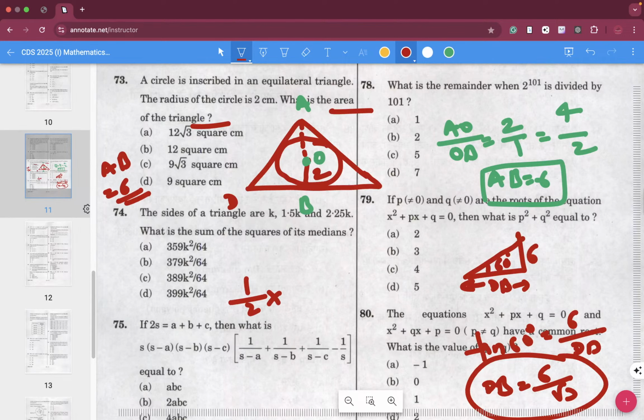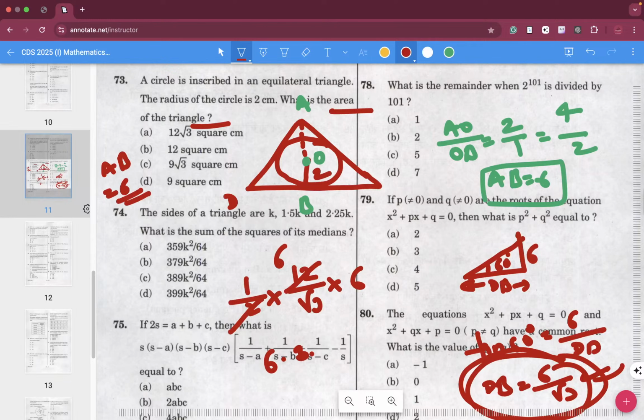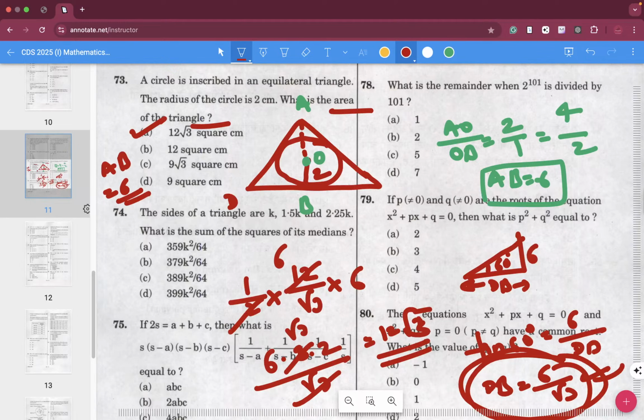Half into base into height. How much is the value of height? Height value is 6. So now over here you have 6 into 6, so I can write 6 into 3 into 2 divided by root 3. Now this one is gone, so I can say 12 root 3. 12 root 3 over here is the answer to this question, folks, right?